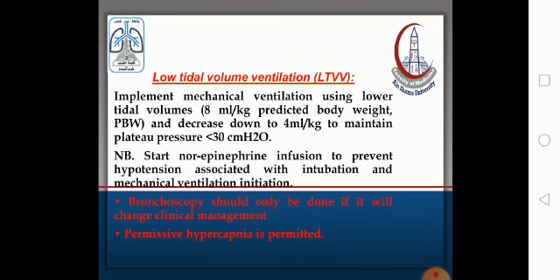Add a supportive norepinephrine infusion to prevent hypotension associated with intubation during mechanical ventilation initiation. Any interventions, such as bronchoscopy, should be done only if they will change the clinical management of the patient. Permissive hypercapnia is permitted.